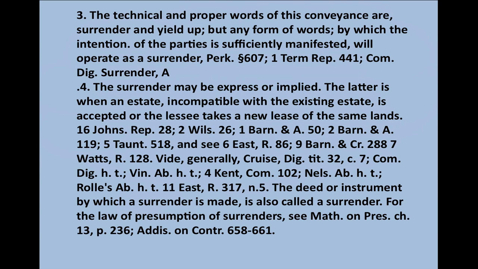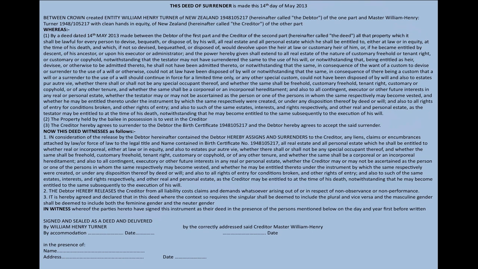Now, this is just a bit more on surrender. The technical and proper words of this conveyance are surrender and yield up. Those are the words you want to be using. So I will put a document on the next slide so that you can see the surrender and yield up. The surrender may be expressed or implied. The latter is when an estate incompatible with the existing estate is accepted, or the lessee takes a new lease of the same lands. So let's have a look.